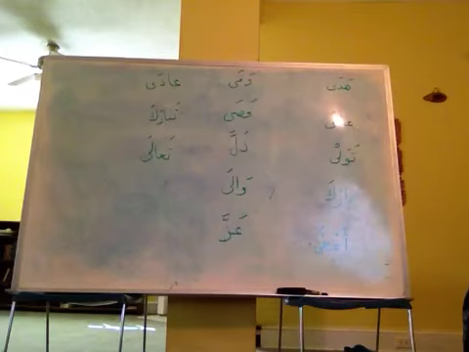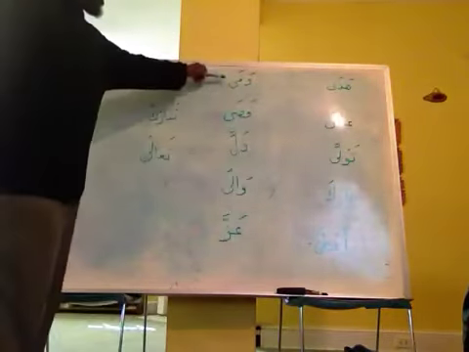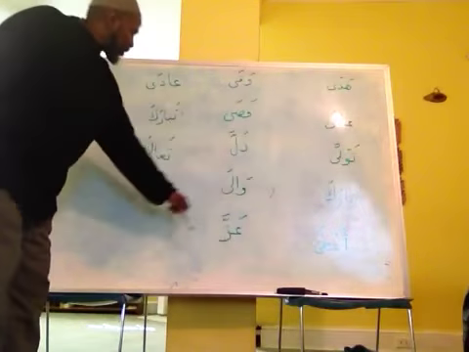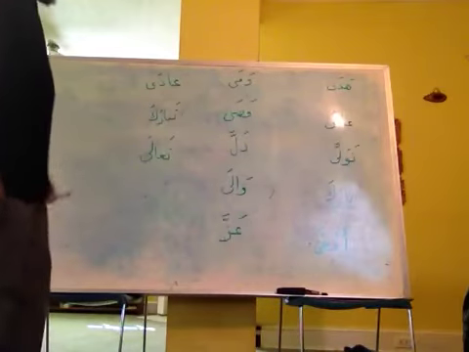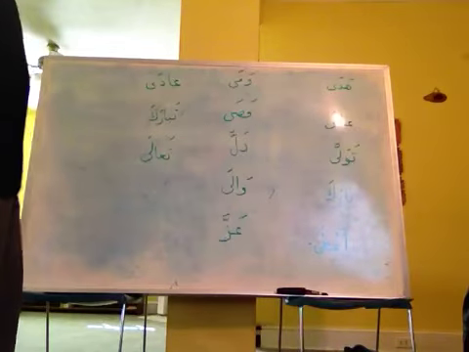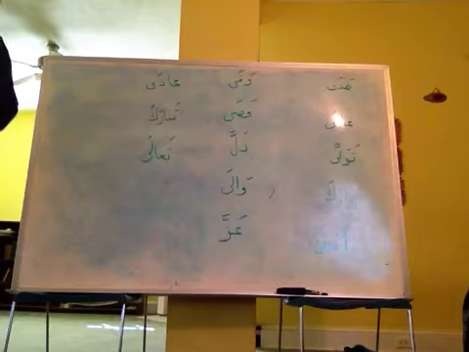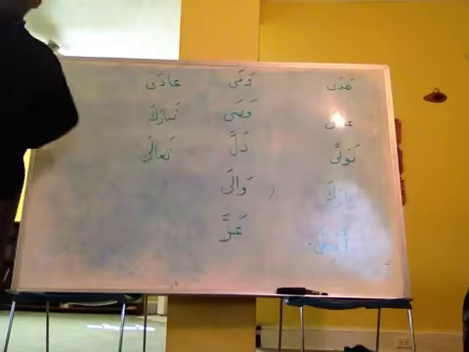Should have 12. 13. We should have 13. That's right. We should have 13 verbs. Okay. Anybody have them?